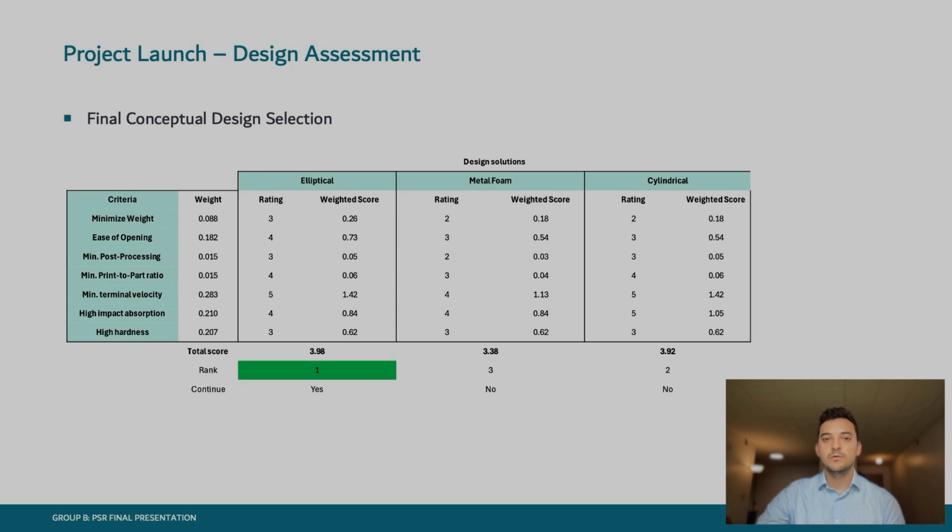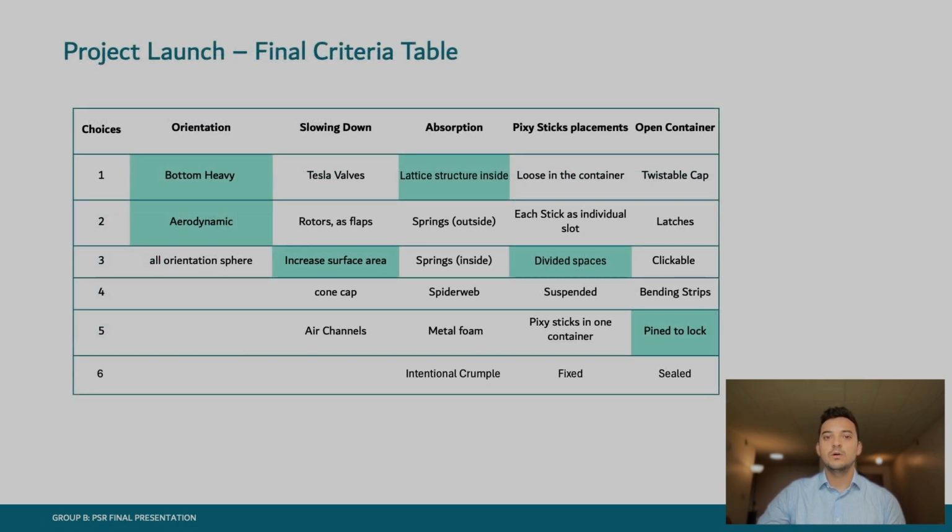But we did not just come up with one specific design. We made a whole criteria table that gave us information on what specifications our design should include. For example, for the orientation, we wanted a bottom-heavy design with an aerodynamic approach. To slow it down, we tried to increase the surface area. The lattice structure inside should help absorb the impact energy. Divided spaces for the Pixy Stix should increase the strength of the structure as well. And we tried to incorporate a pin-to-lock mechanism for the container that includes the Pixy Stix.